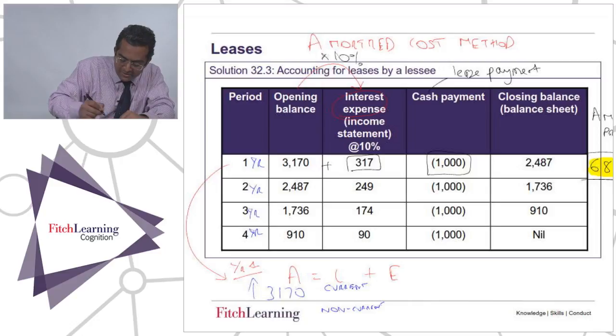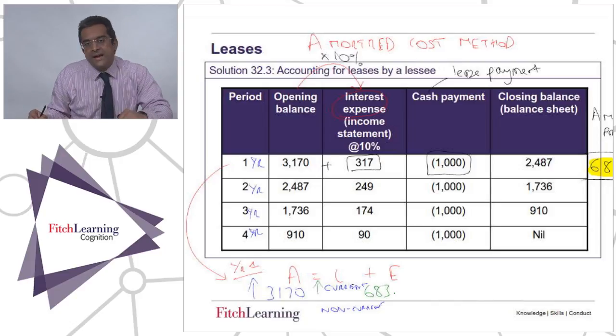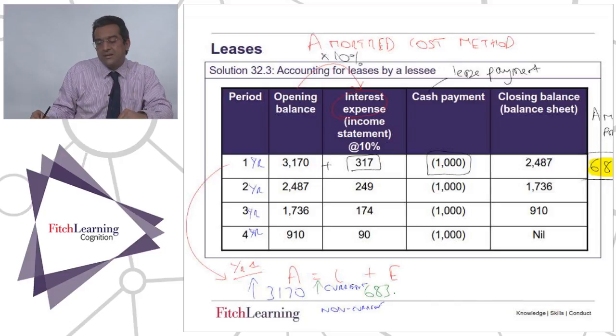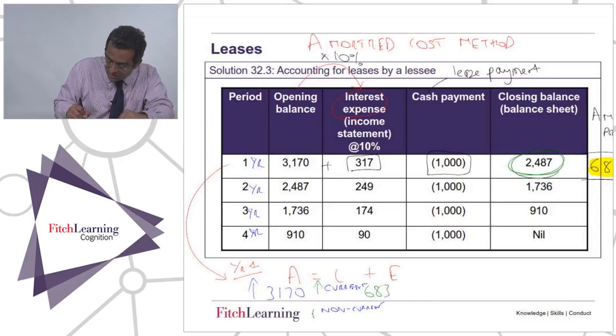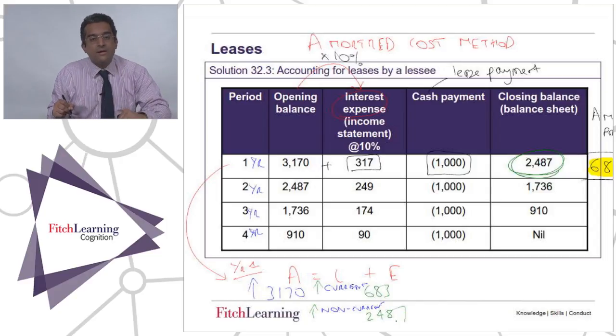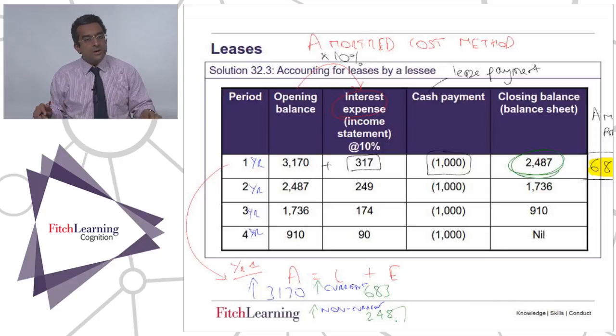So 683 goes here. The current liability is technically 683. And the part which is to be repaid later is the other part of the balance. So non-current would record 2487. Okay, just to say that we do affect current liability as well as non-current liability with the accounting here.